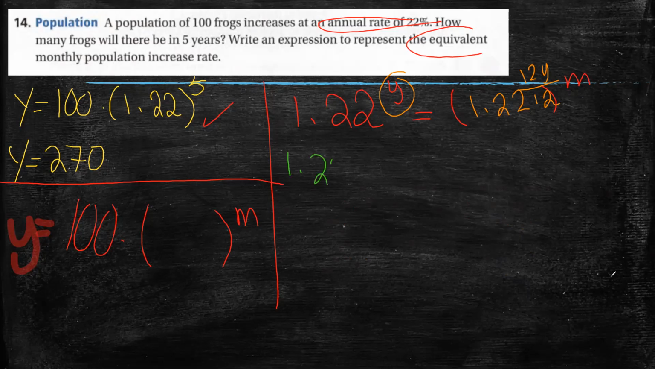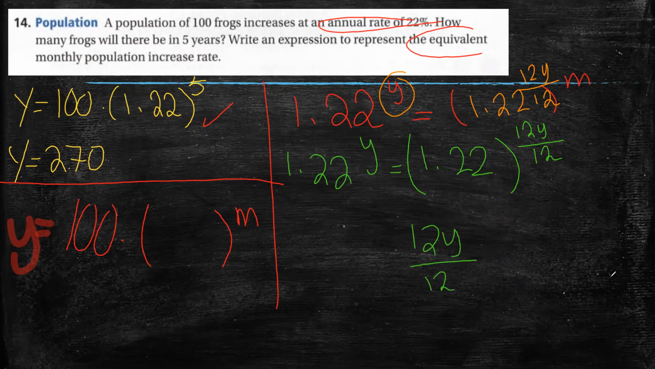I will write it here. It was this one, it equals 1.22 raised to the power 12y over 12. Before that, is 12y over 12 the same as 12y times 1 over 12? Yes. Because of that, I will delete 12y over 12 and I will put the 1 over 12.